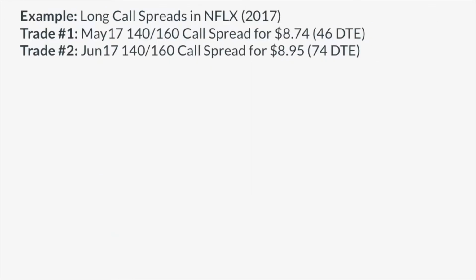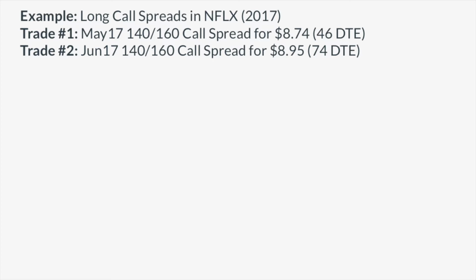So for this demonstration, we're going to look at some long call spreads in Netflix from 2017. Now, the first trade we're going to look at is the May 2017 140-160 call spread that is purchased for $8.74. Now, these May options at the time of entering the trade have 46 days to expiration. Now, the second trade we're going to look at is the June 17 140-160 call spread that is purchased for $8.95, and these options have 74 days to expiration when both of these trades are entered.